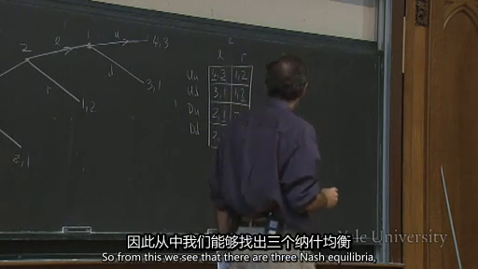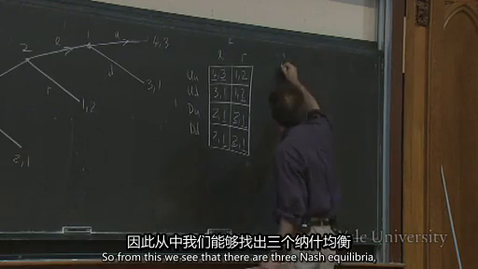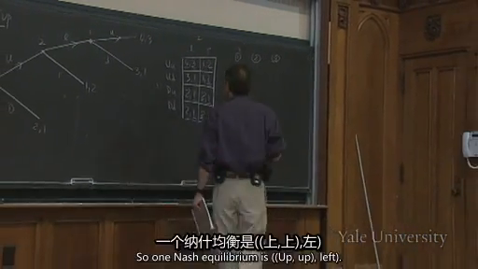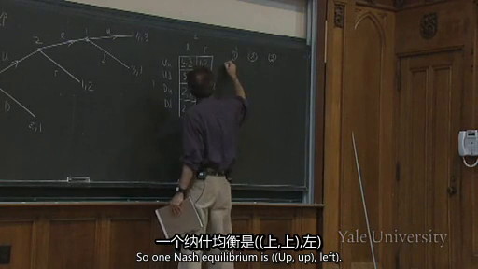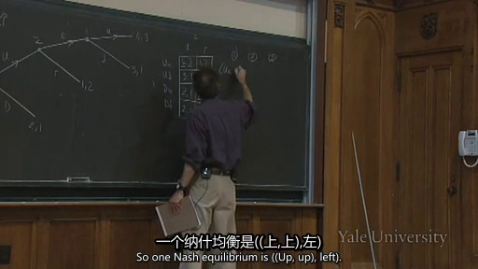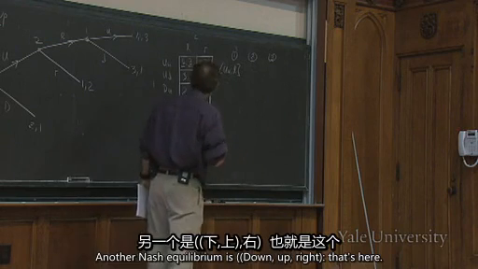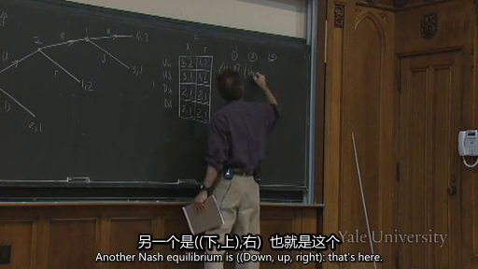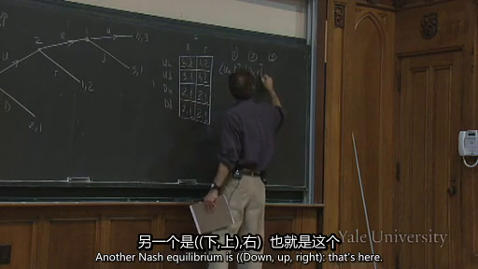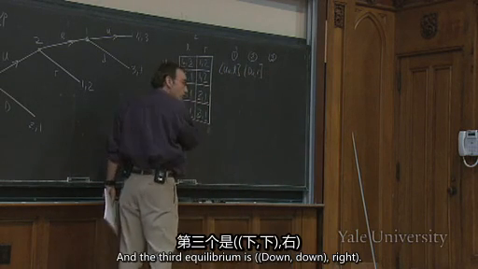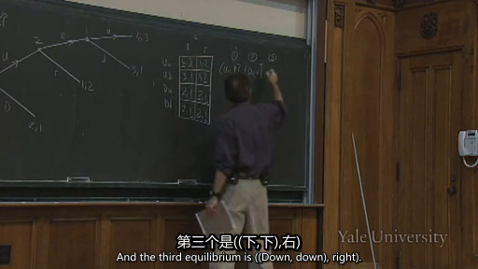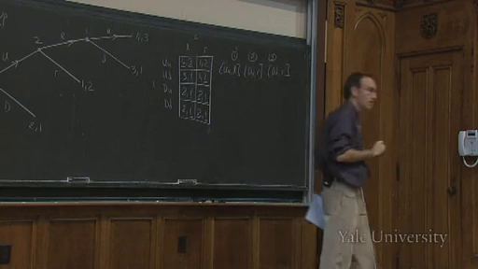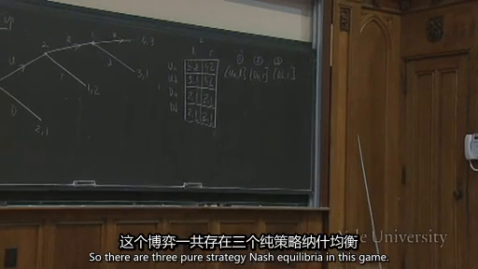All right? So from this we see that there are 3 Nash equilibria. Let me call them 1, 2, and 3. One Nash equilibrium is up, up, left. Another Nash equilibrium is down, up, right. That's here. And a third equilibrium is down, down, right. All right, so there are 3 pure strategy Nash equilibria in this game.